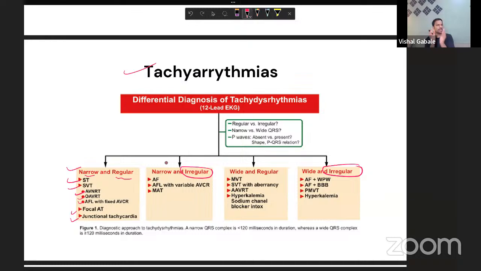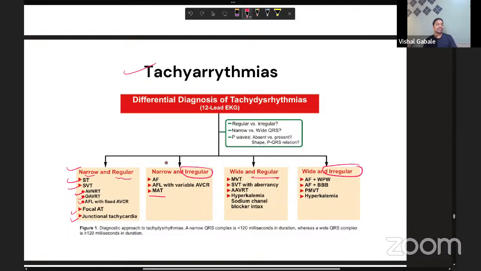After 4 P waves, your QRS will be getting carried away. Okay, so that's how you have your atrial flutter with variable AV conduction blocks. So atrial fibrillation, atrial flutter with variable conduction, and multifocal atrial tachycardia. Okay, you also know that if it's coming from different foci, that will definitely be called multifocal atrial tachycardia, isn't it? So that is your matter.